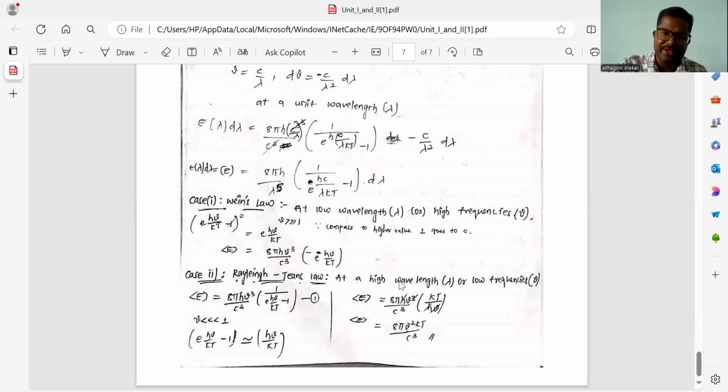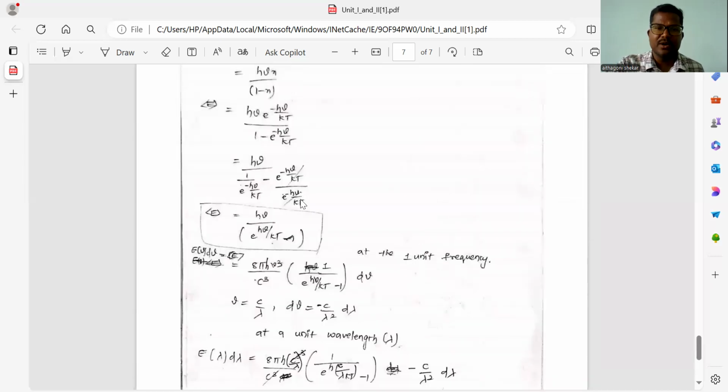In case 2, higher wavelength or lower frequency, Rayleigh-Jeans applies at higher wavelengths, which are the same as lower frequency. Lower frequency is substituted as 0, suppose. Then the expression is equivalent to h mu by kt. So the average energy equals 8 pi mu squared kt by c cubed. The overall energy distribution in the higher wavelength region is this value and in the lower wavelength region is this value.